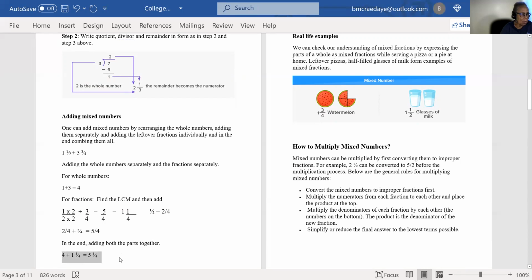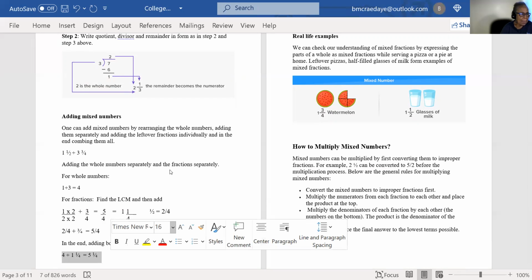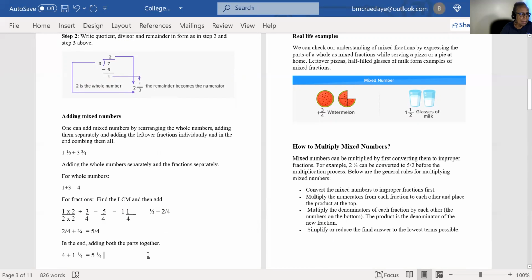So that's how you add mixed numbers. All right, add the whole numbers, find a least common multiple if the fractions don't have the same denominator. All right, and then you can add the numerators when the denominators are the same.